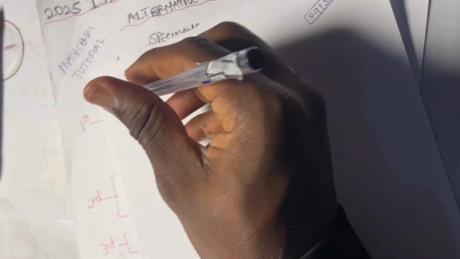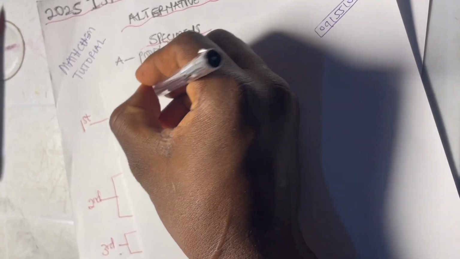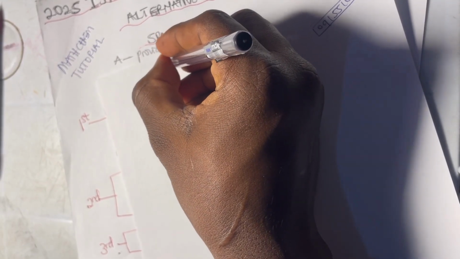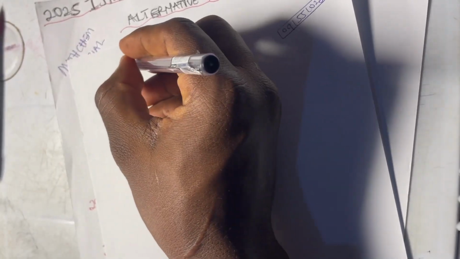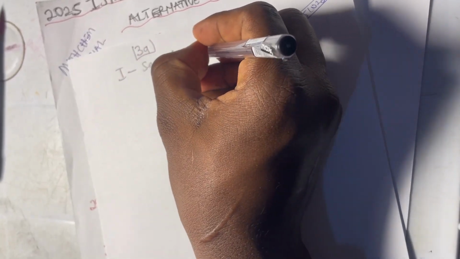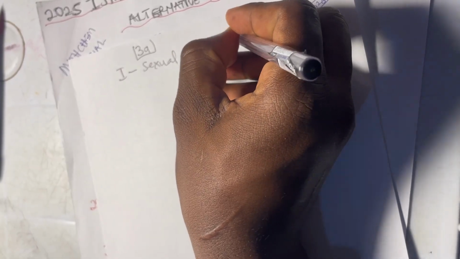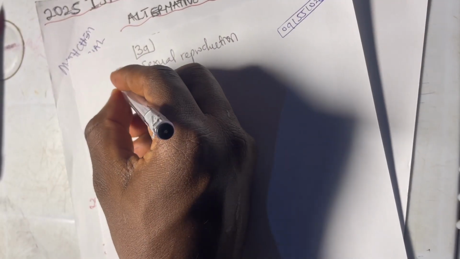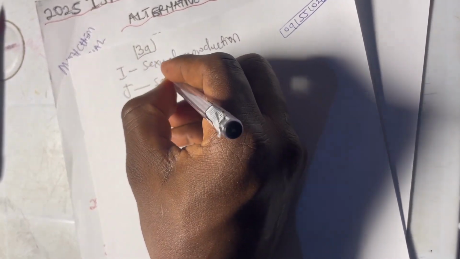The first question is that they may ask you to state the type of reproduction in specimens I and J. Let me call this 3A, because this is my third category. For specimen I, the type of reproduction is sexual reproduction. And what about J? J is also sexual reproduction.